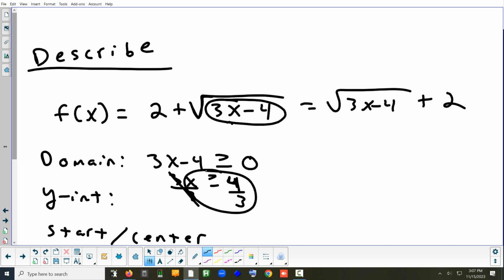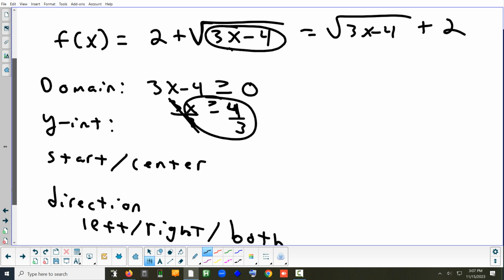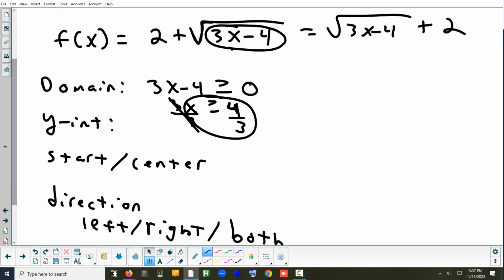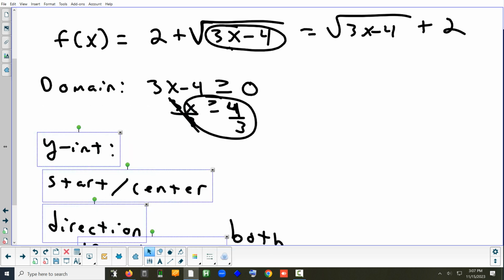So x has to be at least 4/3. And that's the domain, which again, you can get by graphing it as well. But that's how you do it. Now the y-intercept.